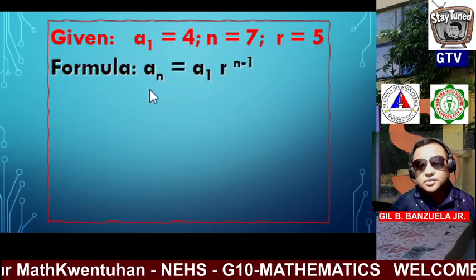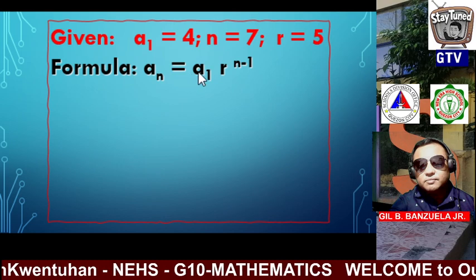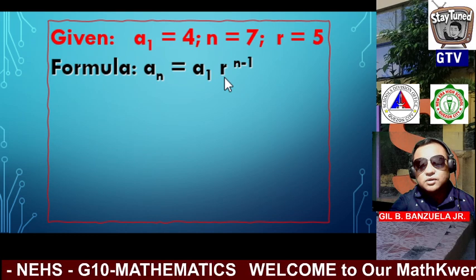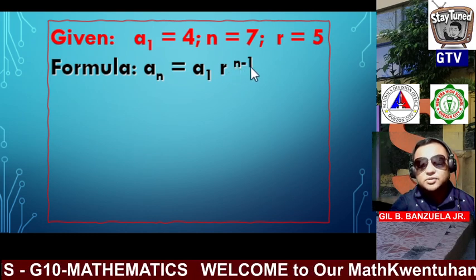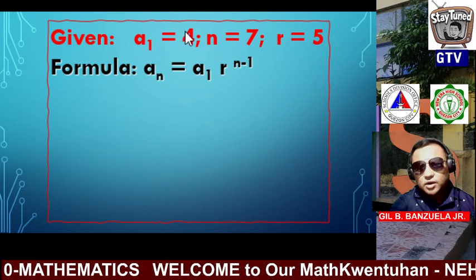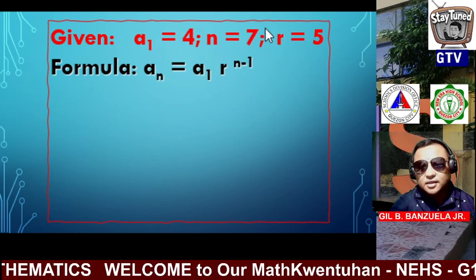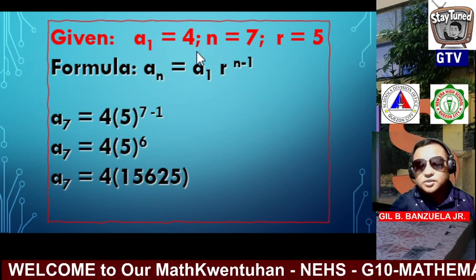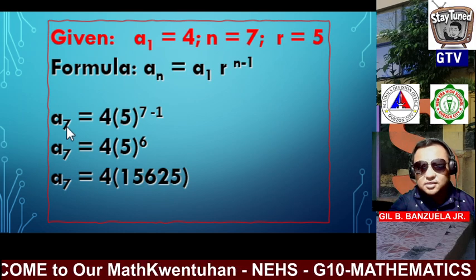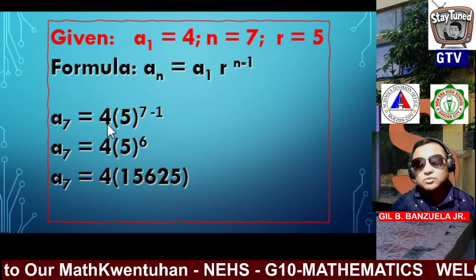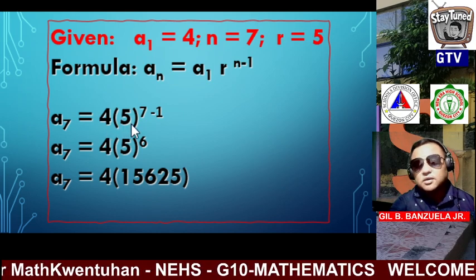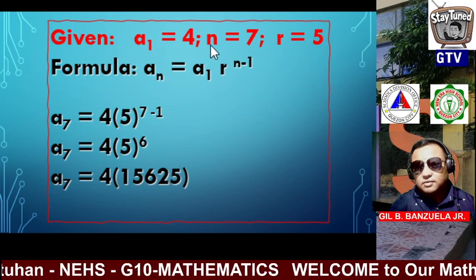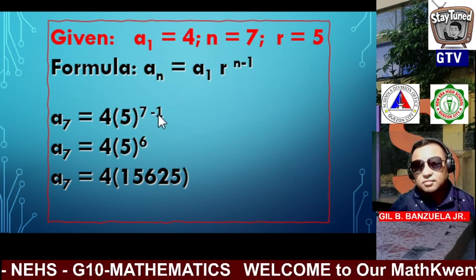So we are now ready to state the pattern: the last term is always equal to the first term, multiplied by the common ratio, raised to the number of terms minus 1. Then we are going to plug in all these givens into the formula. And here we go. Since your n is 7, a sub 7 is equal to your first term, which is 4, multiplied by the common ratio, which is 5, raised to the number of terms, which is 7, then minus 1.